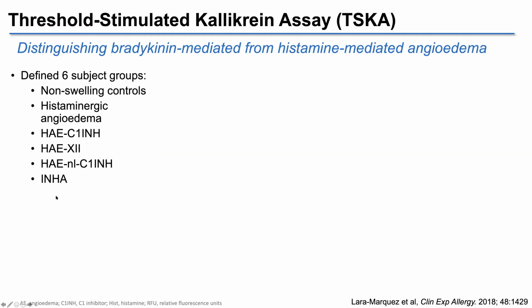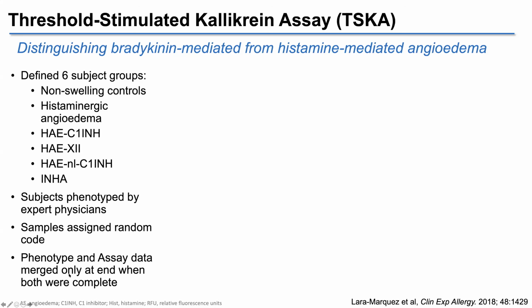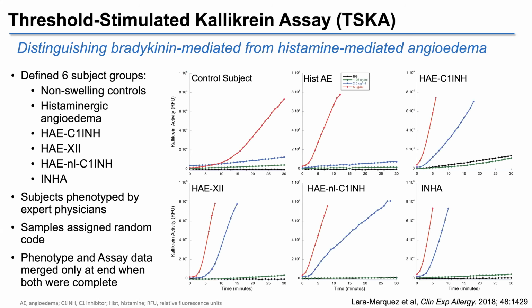We looked at a whole group of patients: non-swelling controls, histamine-allergic angioedema, HAE C1 inhibitor, factor 12 mutants, HAE unknown, and the idiopathic non-histaminergic. I won't go into how we phenotype them. It was very rigorous. It was multiple experts, and we had to agree. We kept looking at the case and treating them and studying them until we could agree. And then we combined the lab data with the clinical data.